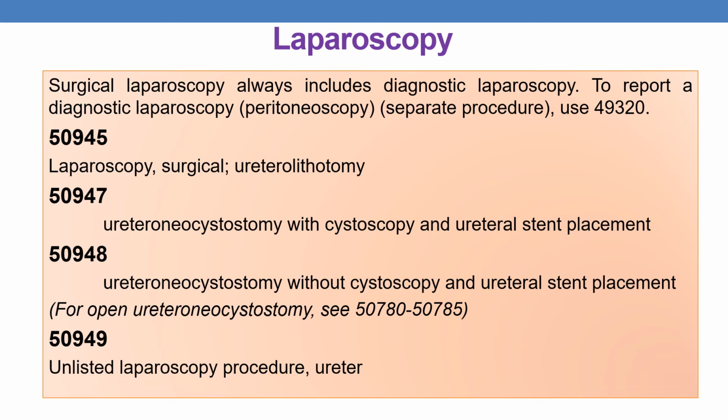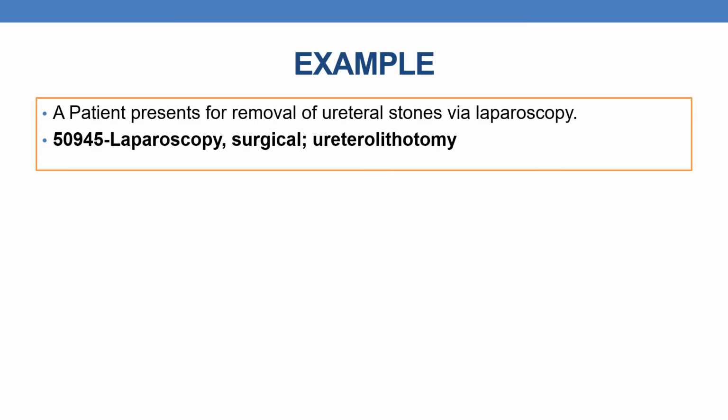The next is 50948. Laparoscopy, surgical ureteroneocystostomy without cystoscopy and ureteral stent placement. And for open ureteroneocystostomy, you need to see 50780 to 50785. And finally, 50949 indicates unlisted laparoscopy procedure, ureter.